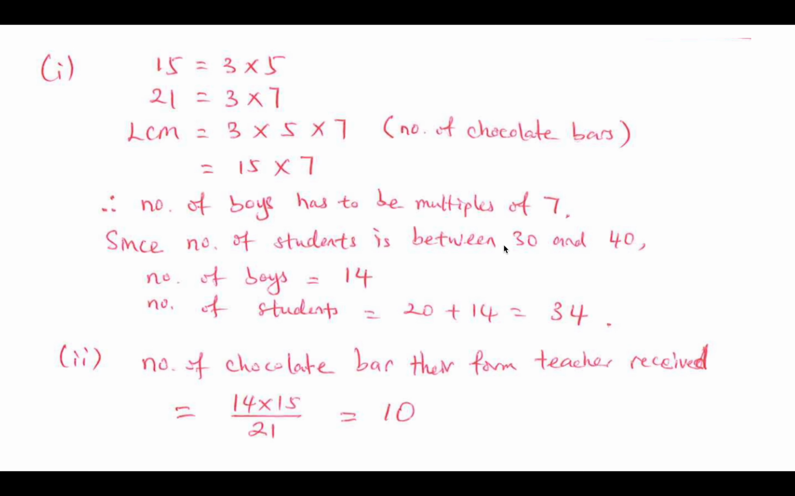How about the number of chocolate bars now? Well, the number of chocolate bars their form teacher received. So the number of chocolate bars now is 14 boys times 15. So this gives us a total number of chocolate bars divided by 21 people, right? Because 20 girls and 1 form teacher. So each of the girls and the form teacher actually received 10 chocolate bars.